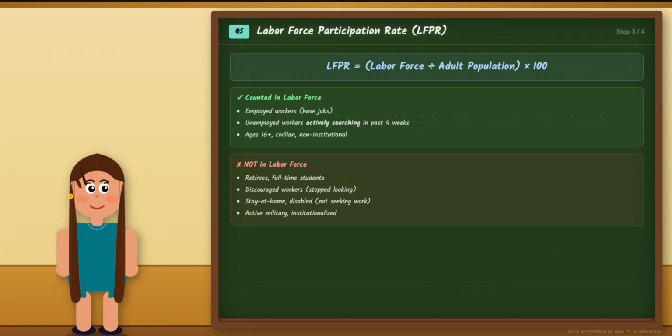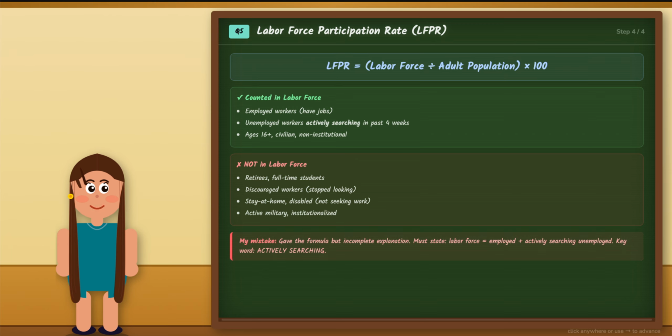Many groups are not counted, such as retirees, full-time students, stay-at-home caregivers, discouraged workers who stopped looking, and anyone who is not actively seeking work. The key distinction is that being without a job is not the same as being out of the labor force. What I got wrong was the incomplete definition. I gave the formula but didn't clearly explain who is and isn't included. The keyword is actively searching.